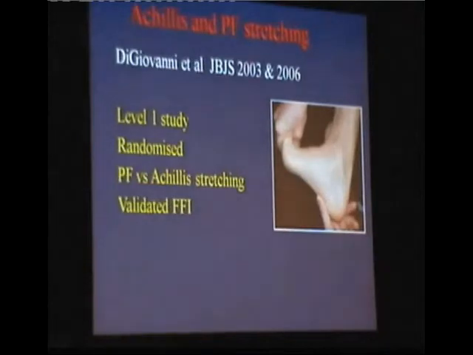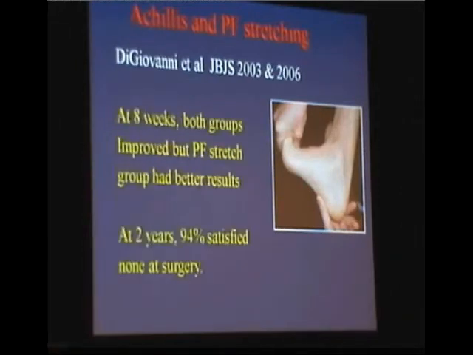This group, JBJS 2003-2006, randomly assigned patients into either a plantar fascia-specific stretching group like this, or just the Achilles stretching, and they used validated outcome scores. And what they found was that at 8 weeks, both groups improved, but the plantar fascia specific stretching group had better results. And these results were maintained at 2 years with over 90% of patients being satisfied and none requiring surgery.